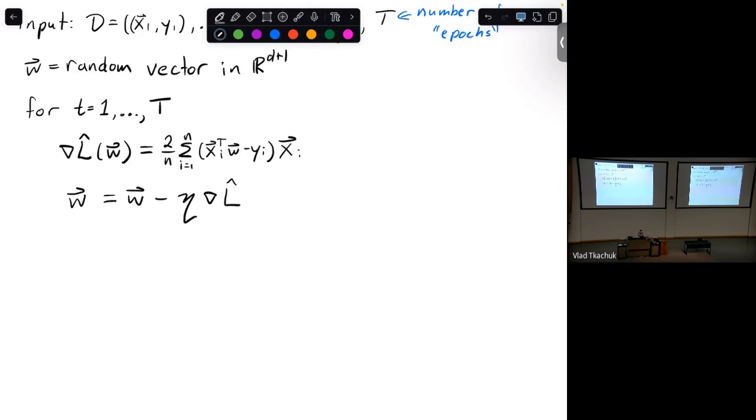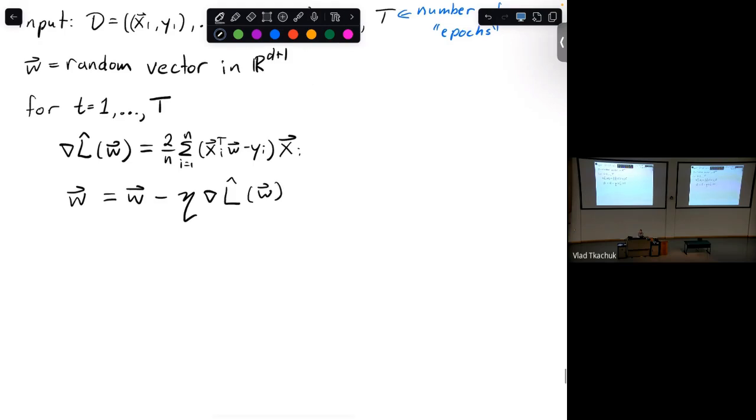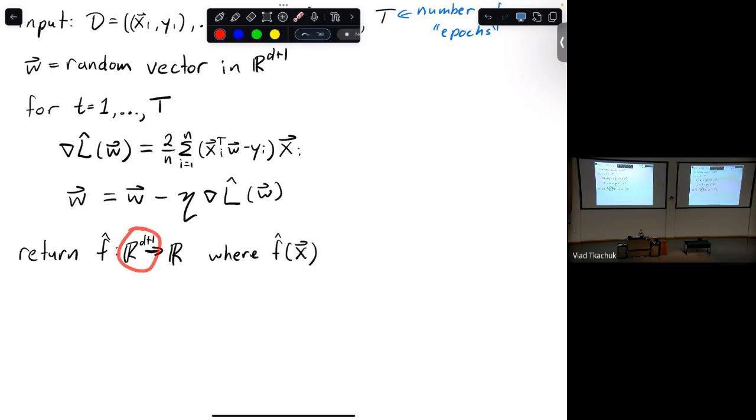Okay, so you plug in this gradient that you just calculated, and then you just keep iterating, and when this for loop finishes, you then return. And the return is exactly like before. You're going to return a function f hat, which is our function from R^(d+1) to R, where its definition is, for any input x, any possible feature you could get, its labeling is as follows. It takes the dot product of that x and the corresponding w you got to in your final iteration.